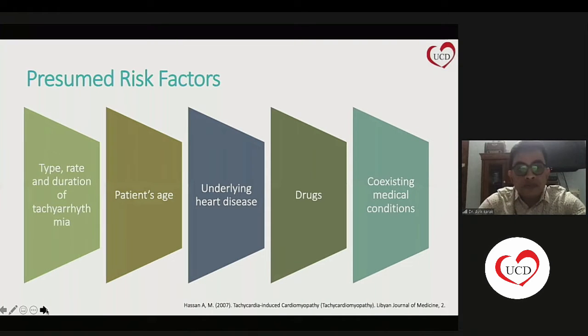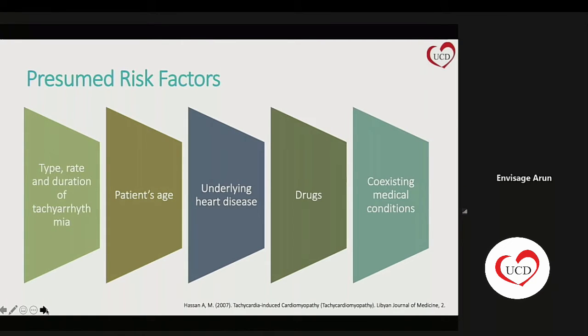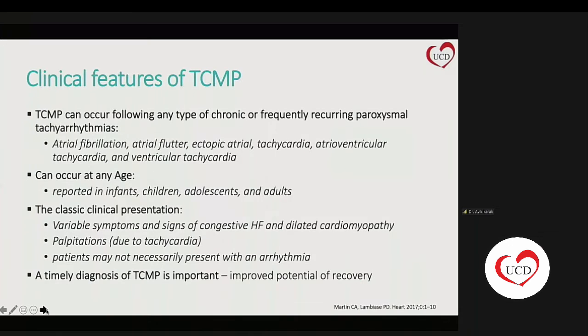Let us look into the presumed risk factors. They are the type, rate, and duration of the tachyarrhythmia, the patient's age, underlying heart disease, drugs, and coexistent medical conditions. Tachycardiomyopathies can occur following any of these, including atrial fibrillation and ectopic atrial tachyarrhythmias. It can occur at any age. It is reported in infants, children, adolescents, and adults. The classic presentation includes signs and symptoms of congestive failure and dilated cardiomyopathy. But we need to remember that patients may not necessarily present with an arrhythmia at the time of presentation.